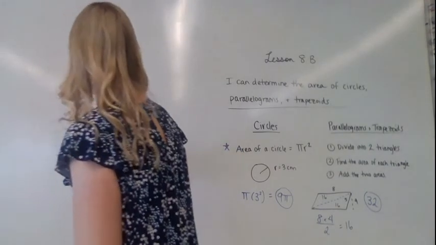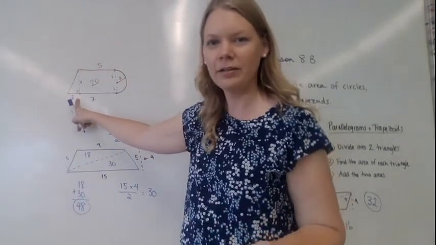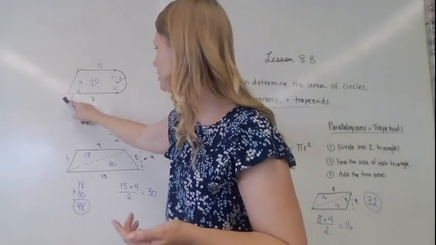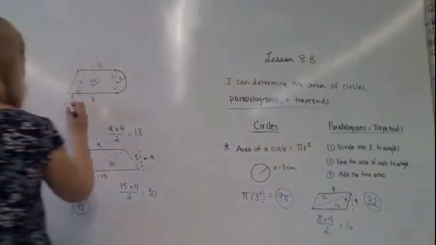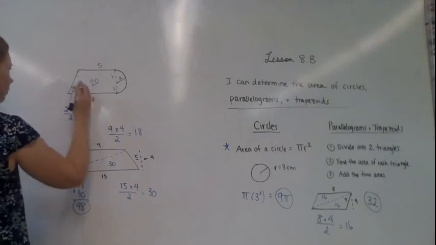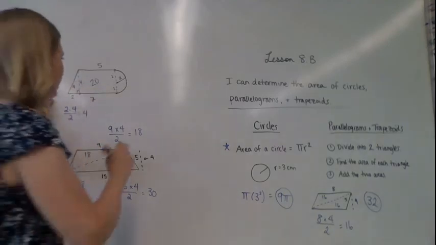That gets us our base for our triangle. Area formula for the triangle, base times height divided by 2. So we've got 2 for our base times 4 for our height divided by 2 equals 4. And that's the area of our triangle.